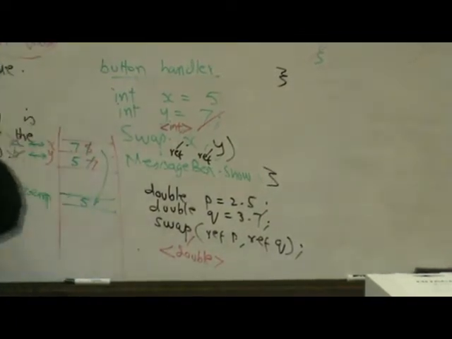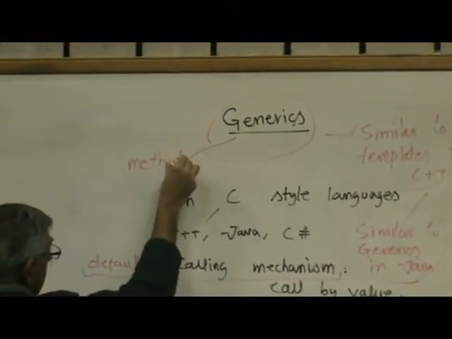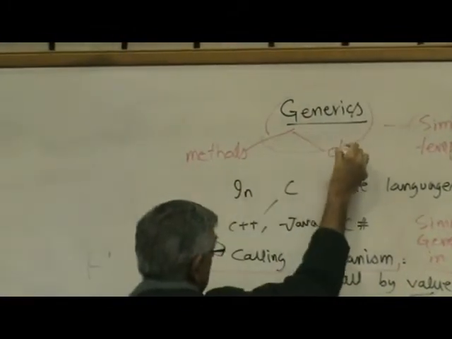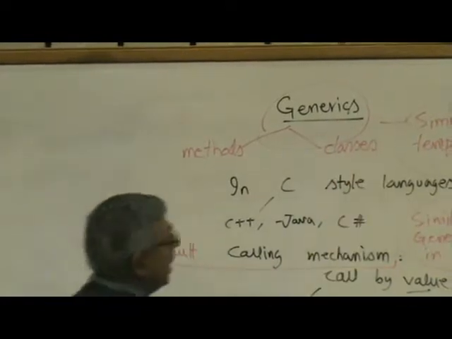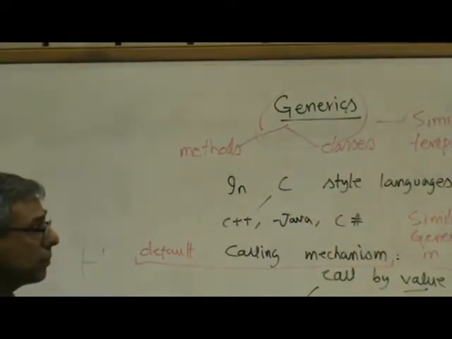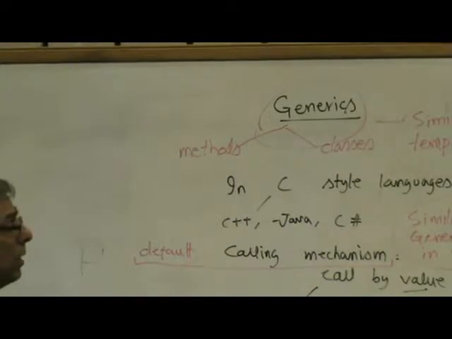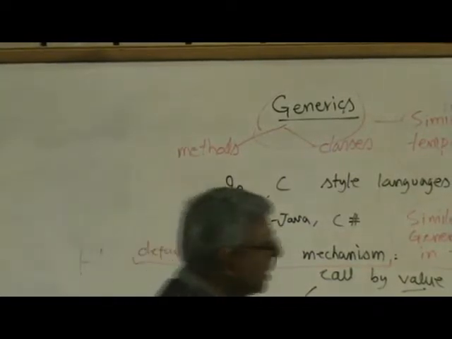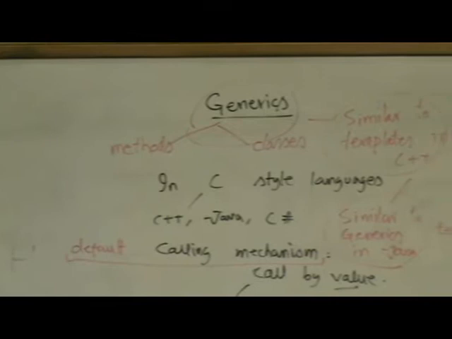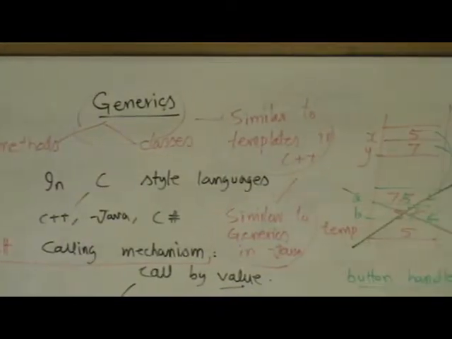So see, we can have generic methods, just like I showed you the swap method. We can also write generic classes. So now let me give you an example of a generic class.